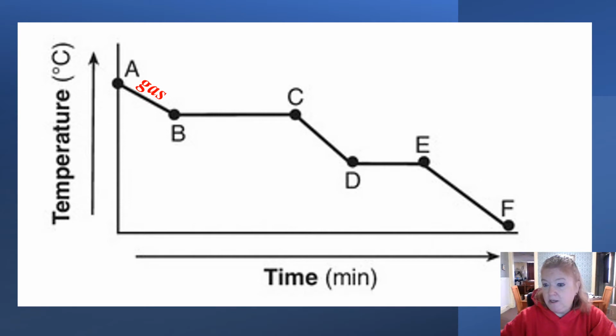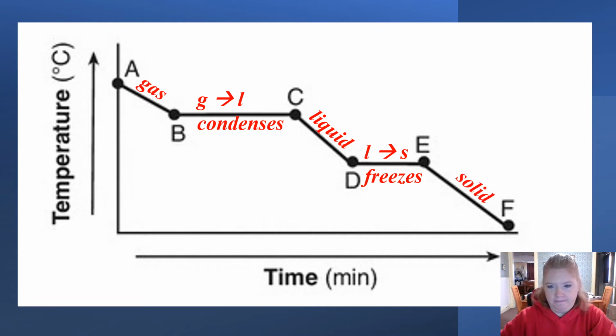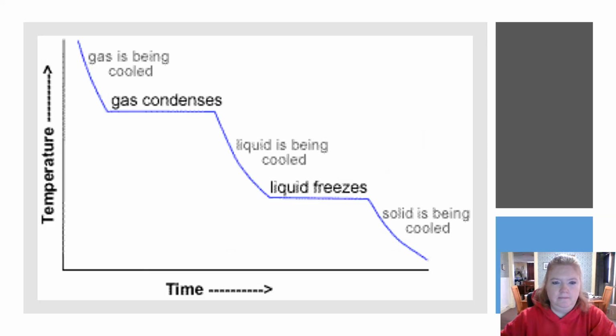For a cooling curve, we start with a gas. Then the gas condenses to a liquid, then the liquid cools down, then the liquid freezes to a solid, and then the solid cools down. So again, we have a gas being cooled, then the gas condenses, changing to a liquid, and then the liquid is being cooled. Then the liquid freezes, changing to a solid, and then the solid is being cooled.